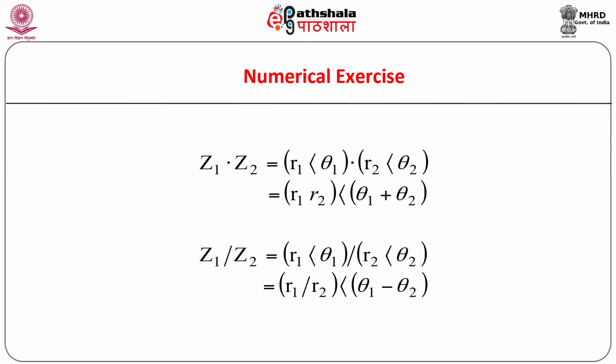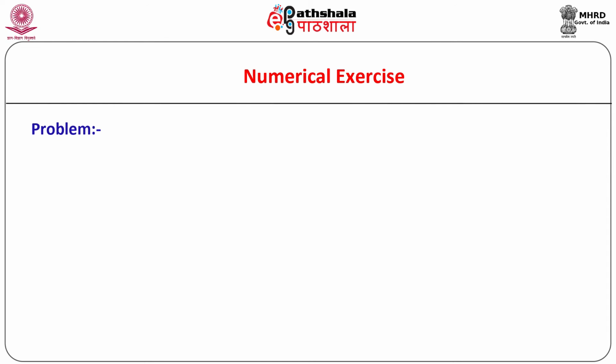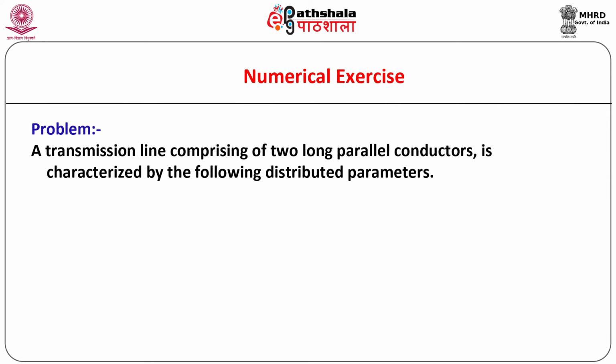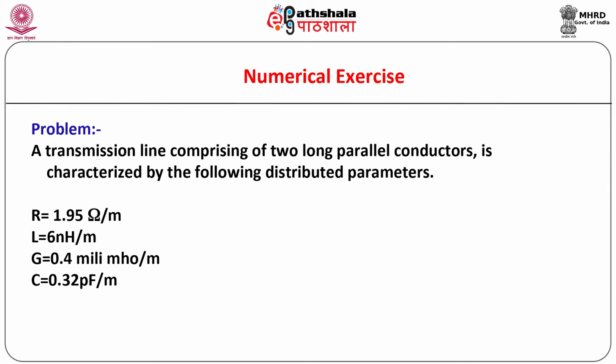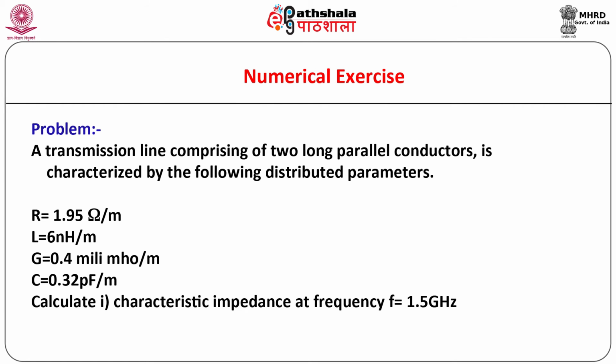With this much background, let us see a small problem in transmission lines which needs the use of above mentioned formulae. The problem reads like this: a transmission line comprising of two long parallel conductors is characterized by the following distributed parameters R, L, G and C as shown. Calculate the characteristic impedance Z0 at frequency f is equal to 1.5 gigahertz.